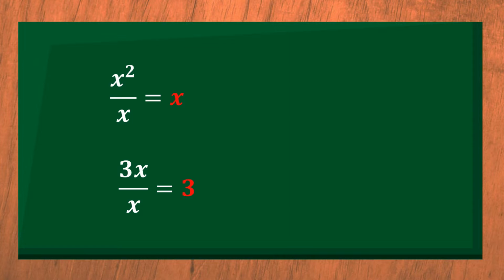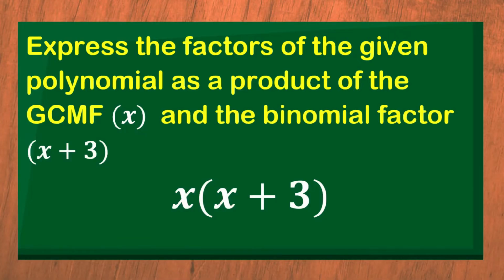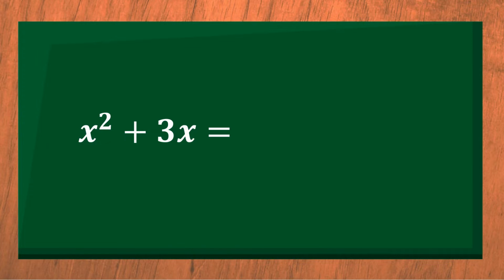To get the binomial factor, we will combine the terms x and 3 using the operation between the terms, which is addition. So, the binomial factor is x plus 3. Then, express the factors of the given polynomial as a product of the greatest common monomial factor, x, and the binomial factor, x plus 3. Therefore, the factored form of x squared plus 3x is x times the quantity x plus 3.